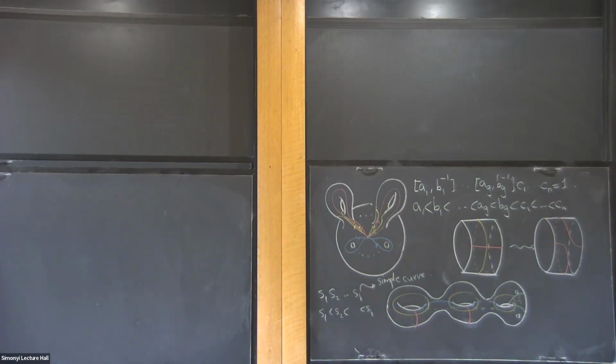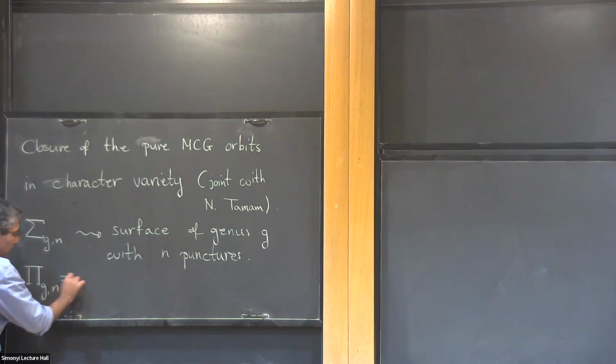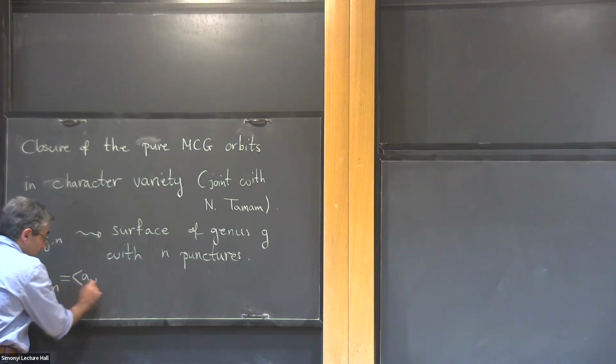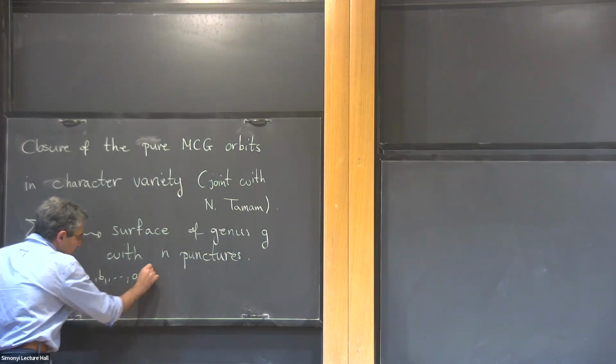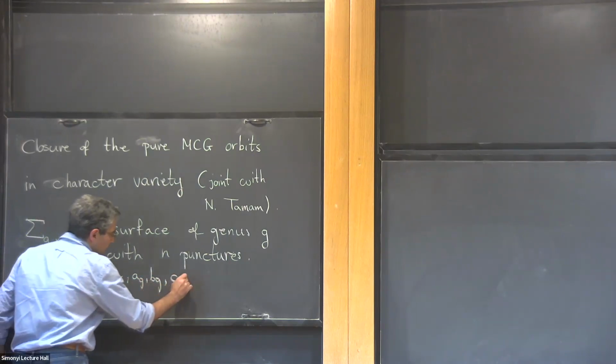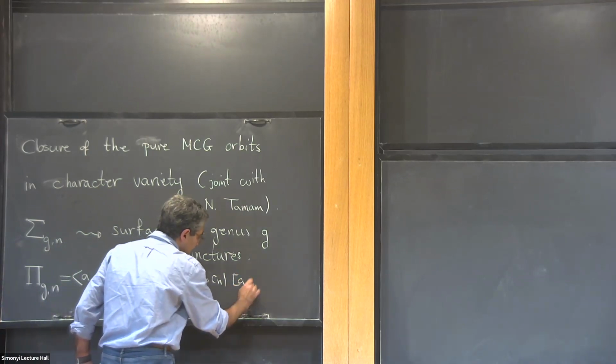Okay, so in particular, the fundamental group of this is isomorphic to, and I'm going to fix this presentation as my group, generated by A1, B1, ..., Ag, Bg, C1, ..., Cn, and that is the only relation that we have.